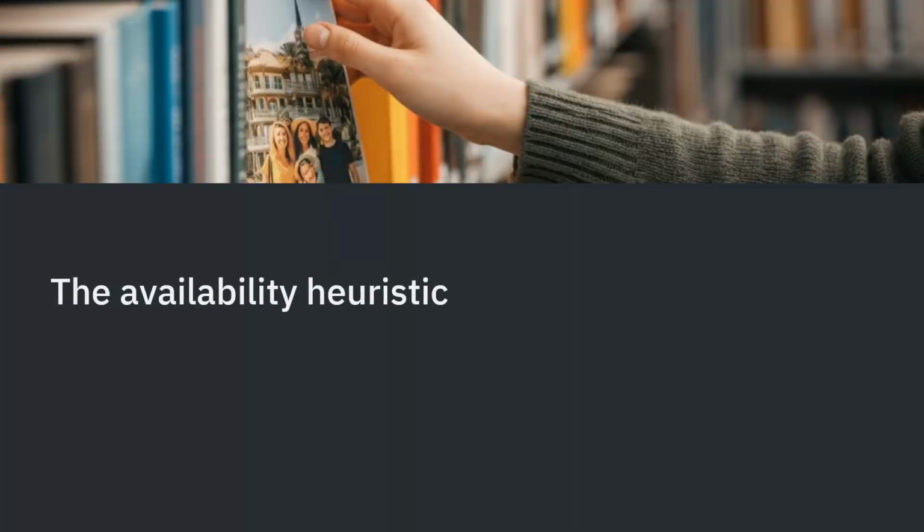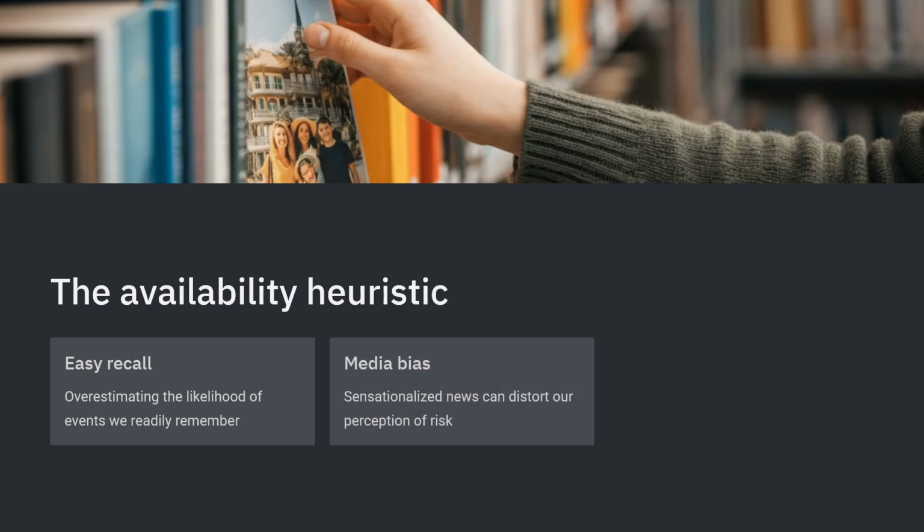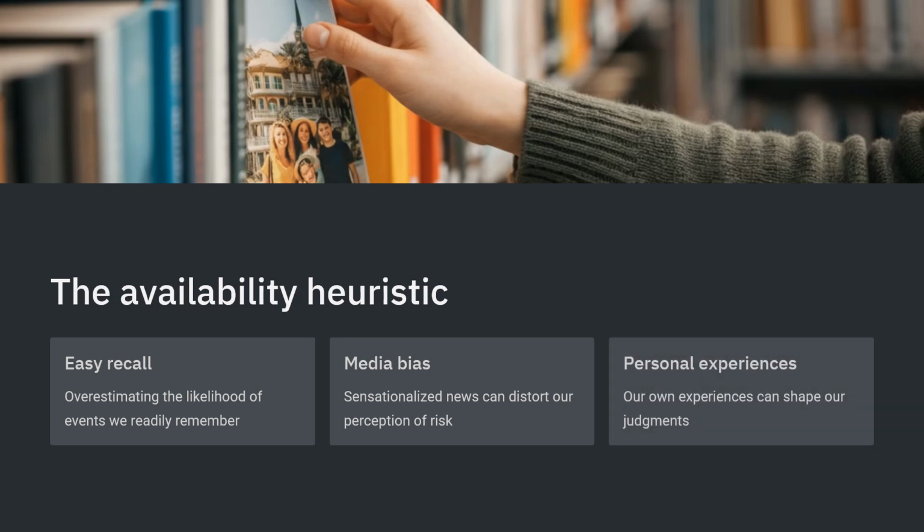The availability heuristic happens when we judge the likelihood of an event based on how easily we can recall examples of it. Let's take media bias, for example. After hearing about a plane crash in the news, we might overestimate the risks of flying, even though statistically it is one of the safest modes of transportation. Now, this bias can distort our perceptions of reality, especially when fueled by media or personal experiences.